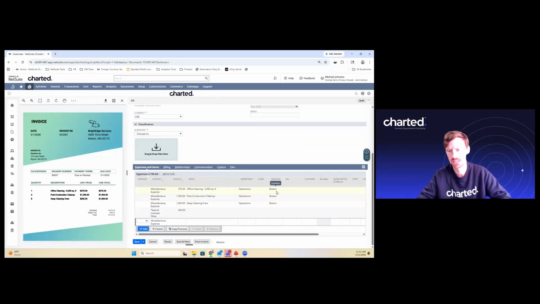How it gets those pieces of information is that first level of learning that I was talking about, right? So my vendor doesn't tell me what general ledger account or department I should code this invoice to, and typically they don't.